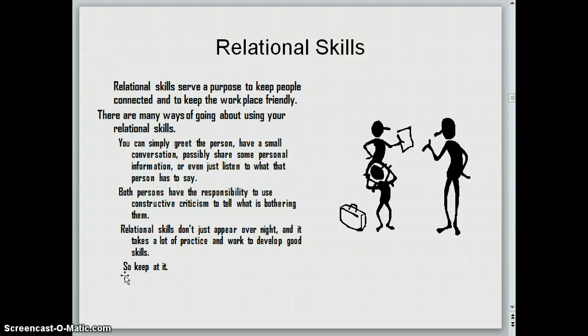Relational skills serve a purpose to keep people connected and to keep the workplace friendly. There are several ways of using relational skills, and you can simply read them and pause this video if you don't have enough time.